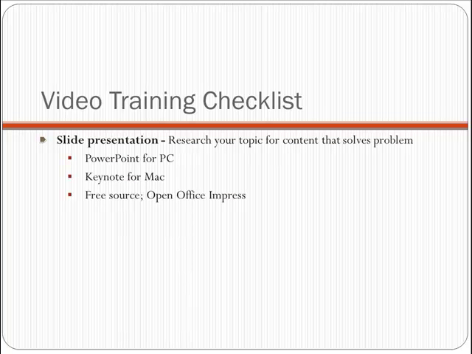So here's your video training checklist. First, you're going to have slide presentations, so research your topic for content that solves a problem. You can get PowerPoint for PC, Keynote for Mac, and you can also use Open Office Impress, a free resource you can get at openoffice.org. It's a very good free tool that you can use to create your slide presentations.